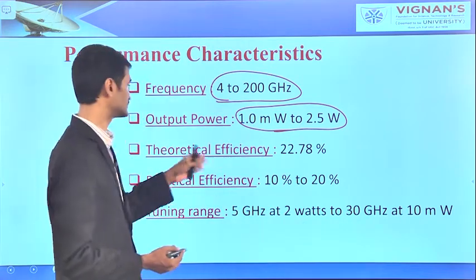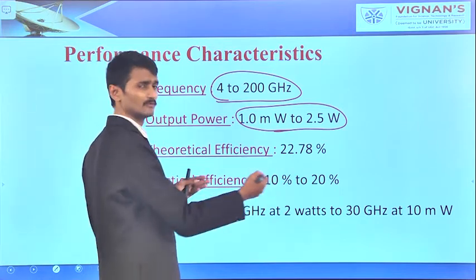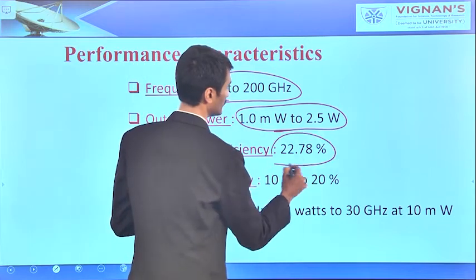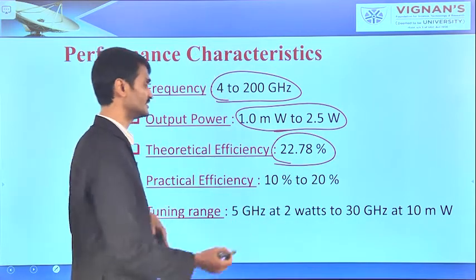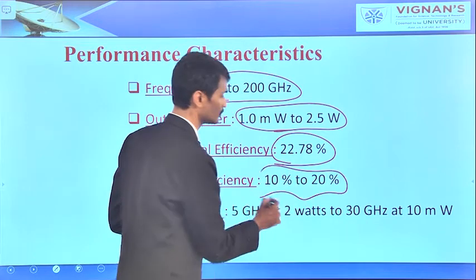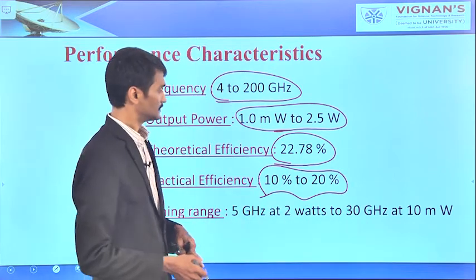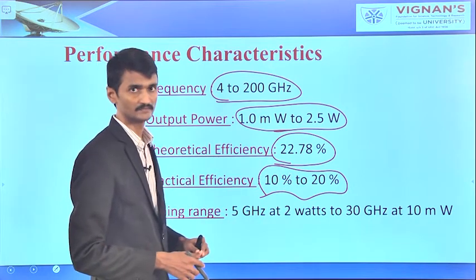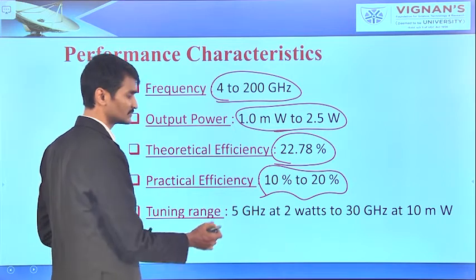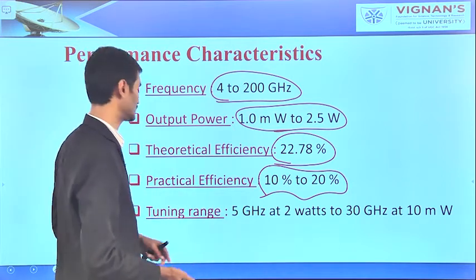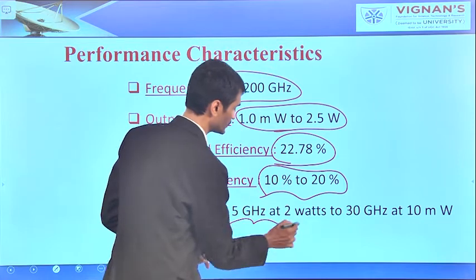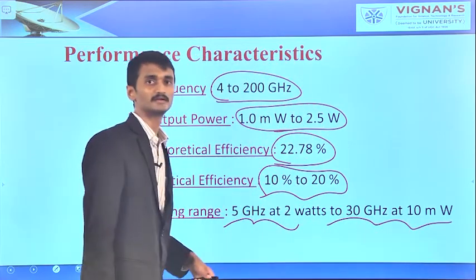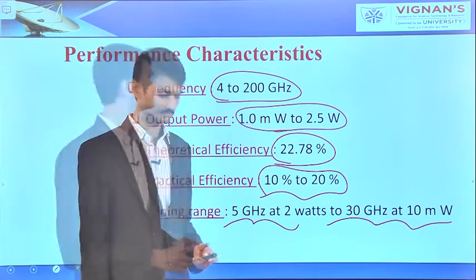And the theoretical efficiency that we will calculate in the derivation. So the theoretical efficiency is 22.78, but the practical efficiency is about 10 to 20% only. We will derive the efficiency of this reflex Klystron oscillator. The tuning range, we will come to know later, is from 5 GHz at 2 watts to 30 GHz at 10 milliwatts.